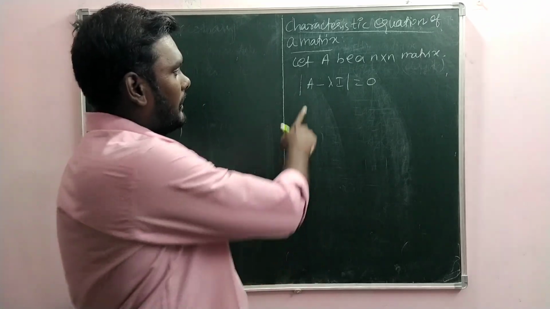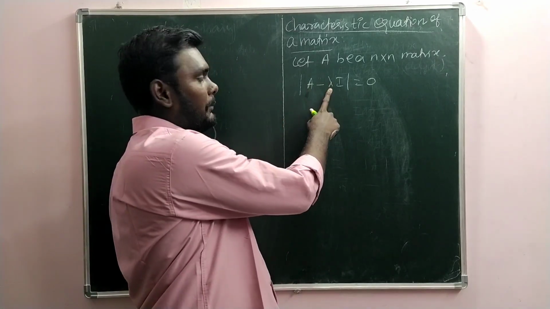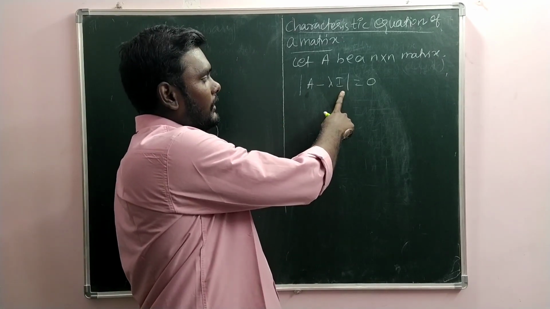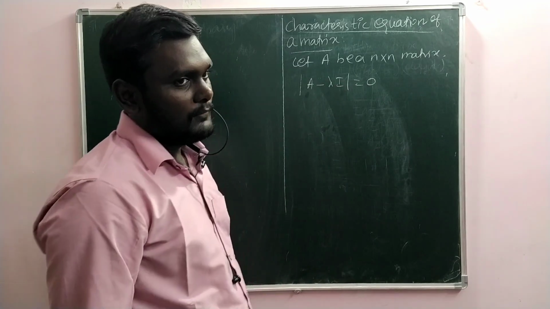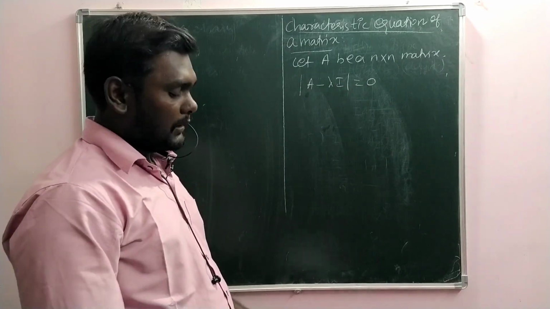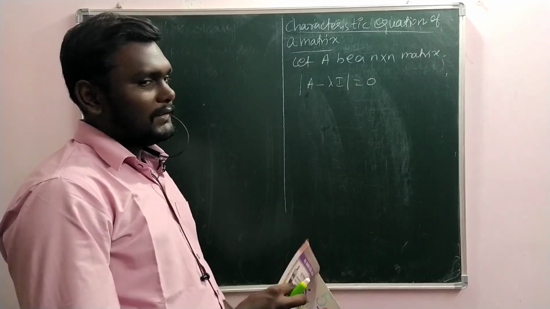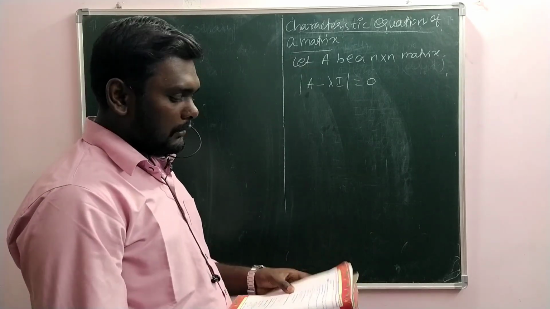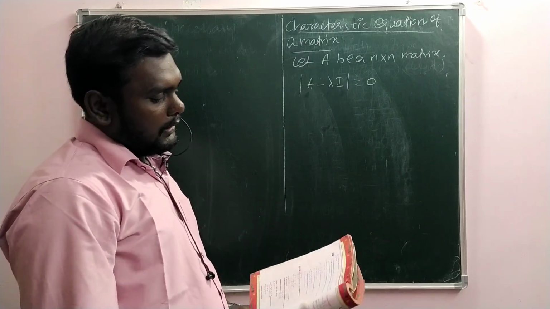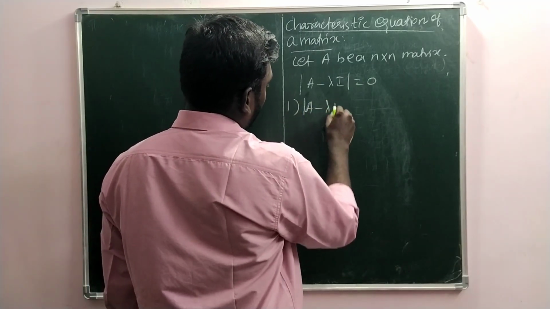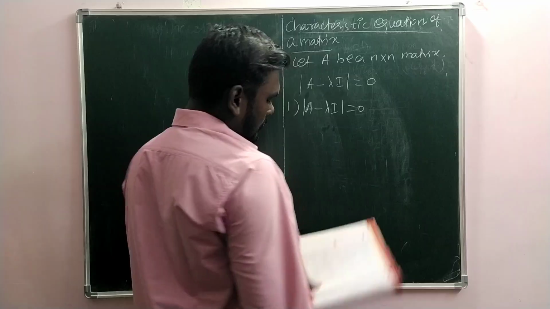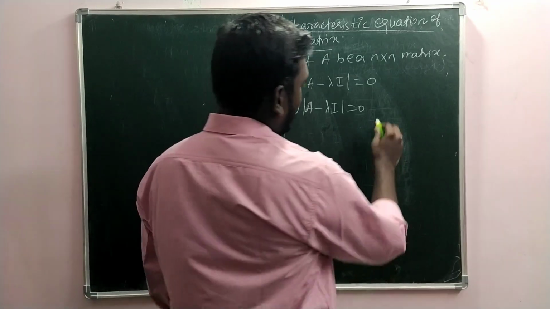Here the matrix A is the given matrix, lambda is some variable, and I is the identity matrix of the given order. We call this determinant a characteristic equation, and it has several properties. So this determinant of A minus lambda I equal to 0 is a polynomial of nth degree.